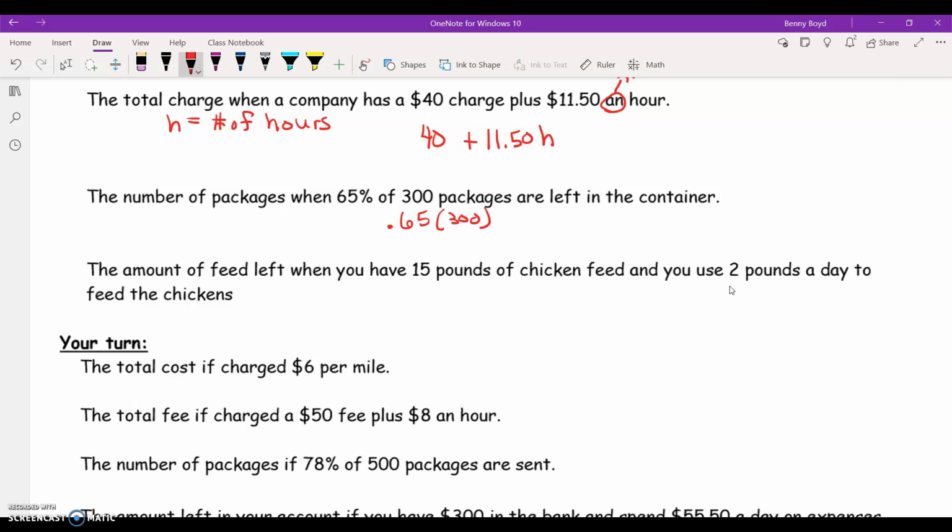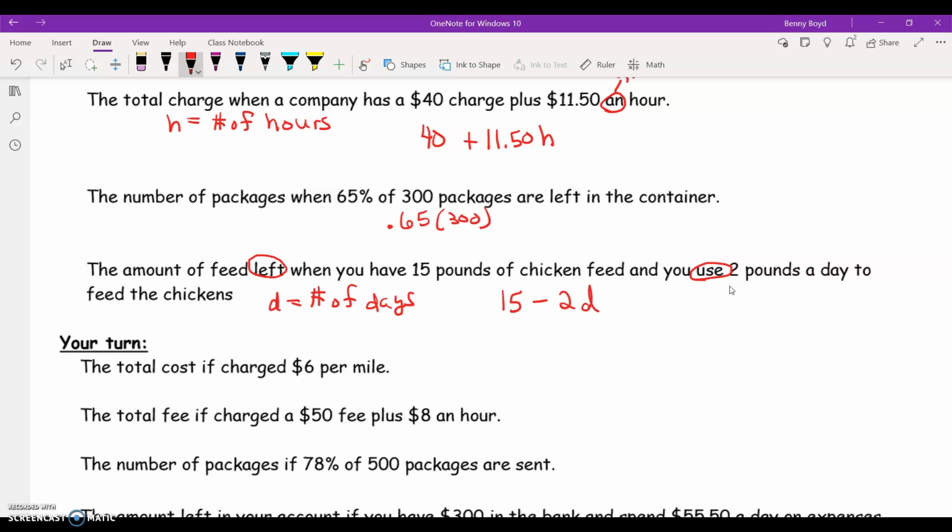The amount of feed left, that's interesting, the amount of feed left when you have 15 pounds of chicken feed and you use, circle some key words here, 2 pounds per day. So if I'm using feed and I start with 15 pounds, so I'm going to have 15 pounds to start with, and I'm going to subtract 2 pounds per day. So let's let D equal the number of days that I actually feed these chickens. And so that would give me 15 minus 2D.